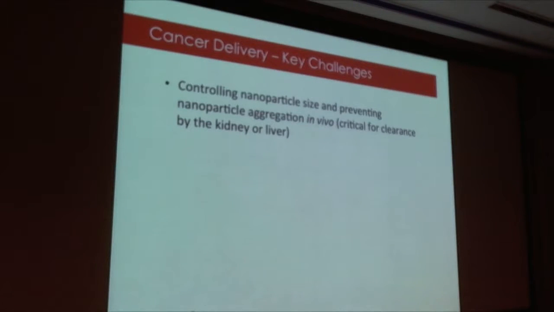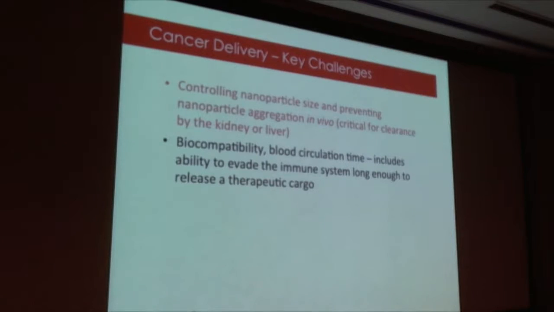Now, as many of you know, there's many challenges to cancer delivery. I guess controlling the size of particles, preventing aggregation in vivo is very important, because if you don't, you can have severe liver and kidney toxicity. The biocompatibility, how long these materials are actually circulating, again, is very critical. And it's also important to, I guess, understand the immune system in this process, because you want enough time and enough material to reach the disease site and release its cargo in order to have efficacy.